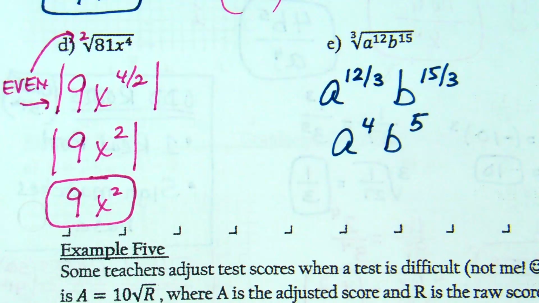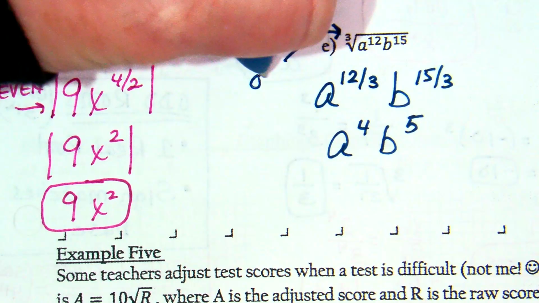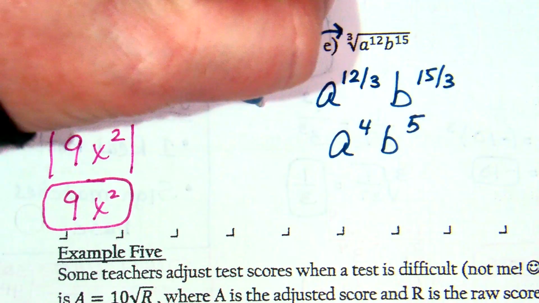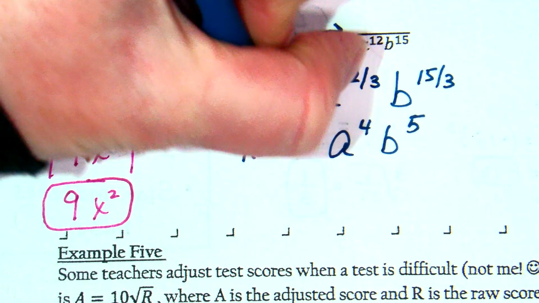Absolute value question. Do I need to consider absolute value? What kind of root is this? It's a cube root, which is odd. Are we allowed negatives? Yeah, you can have all the negatives you want with cube root. So we do not need absolute value. So final answer, a to the 4th, b to the 5th.